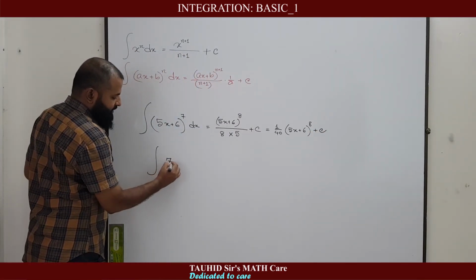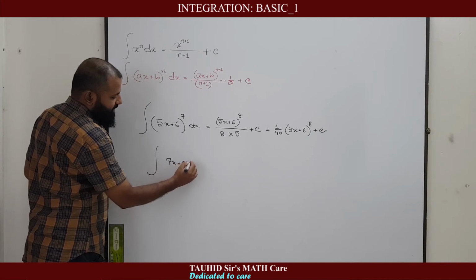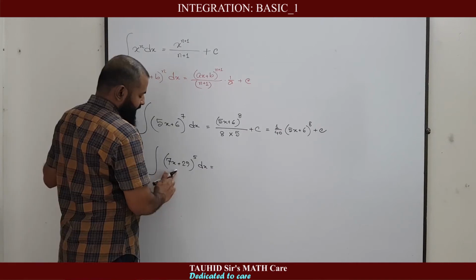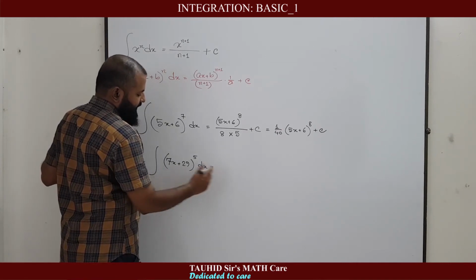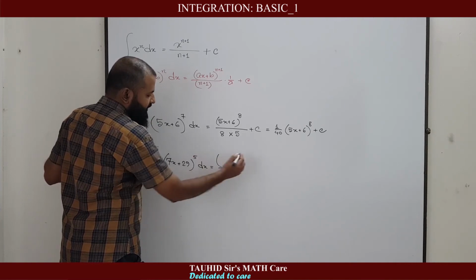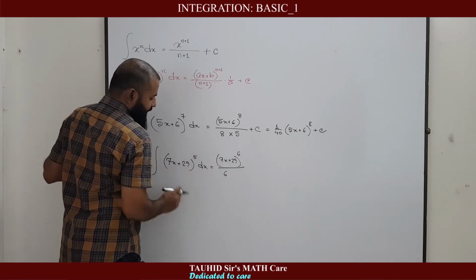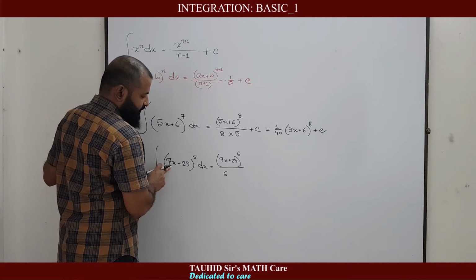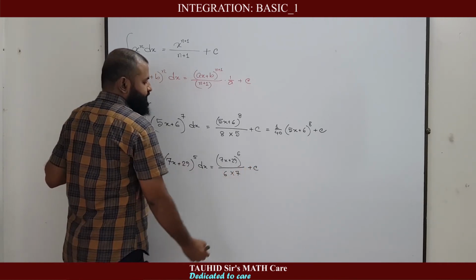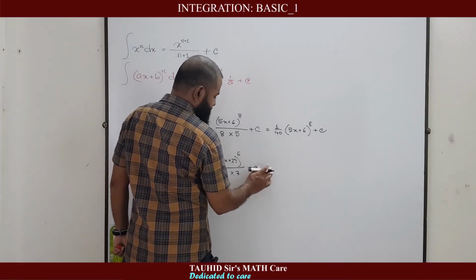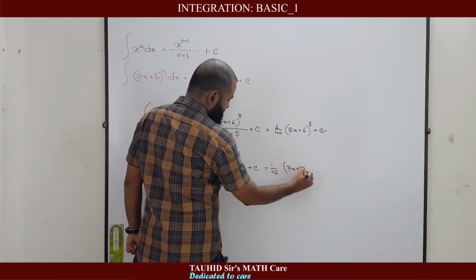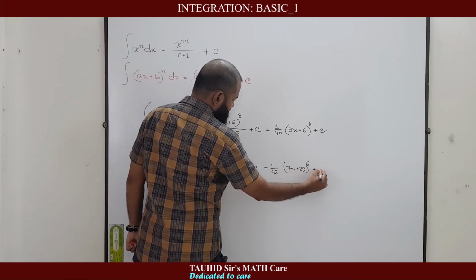Integration of (7x plus 29) to the power 5 dx equal to, here we will consider this thing as x to the power 5. So after integration, x to the power 6 by 6, and the coefficient of x, 7, will sit in the denominator, plus c equal to 1 by 42 into (7x plus 29) to the power 6 plus c.